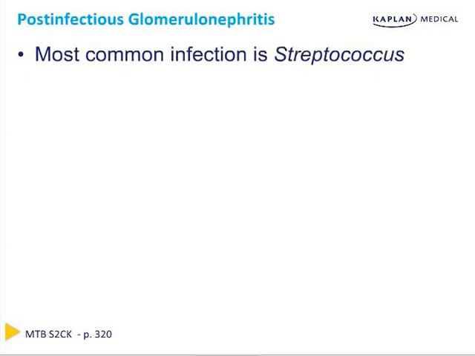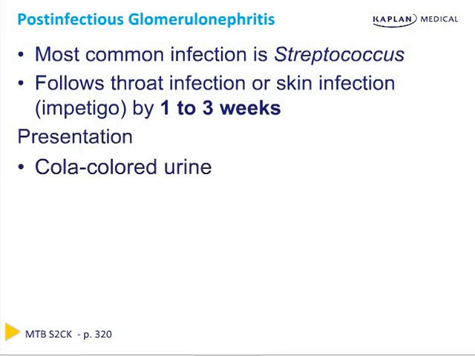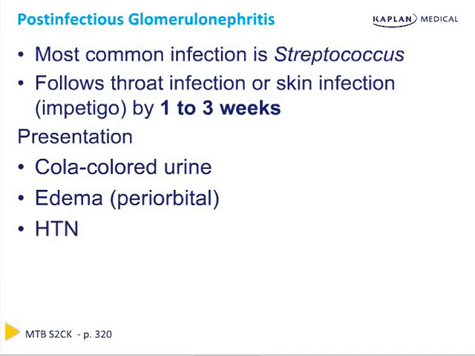We already spoke about how post-infectious glomerular nephritis can be confused with IgA nephropathy. So let's go into a little bit more detail about post-infectious glomerular nephritis itself. The most common infection to cause a post-infectious glomerular nephritis is Streptococcus. Typically, the hematuria follows a throat infection or a skin infection, impetigo, by 1 to 3 weeks. The presentation is hematuria, which manifests as Coca-Cola colored urine, edema, particularly around the eyes, hypertension, and oliguria, or low urine output.